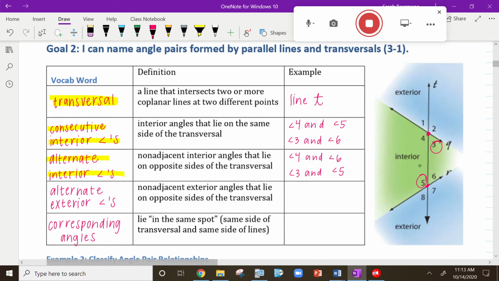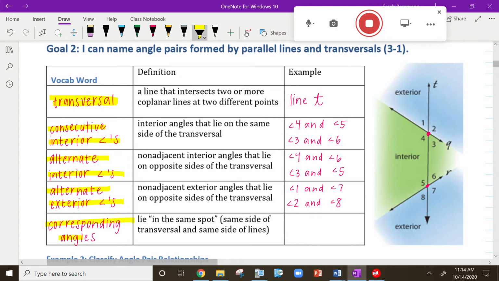The next vocab word is alternate exterior angles. You can probably guess they are on opposite sides of the transversal in the exterior. For example, angle 1 and angle 7, or angle 2 and angle 8.